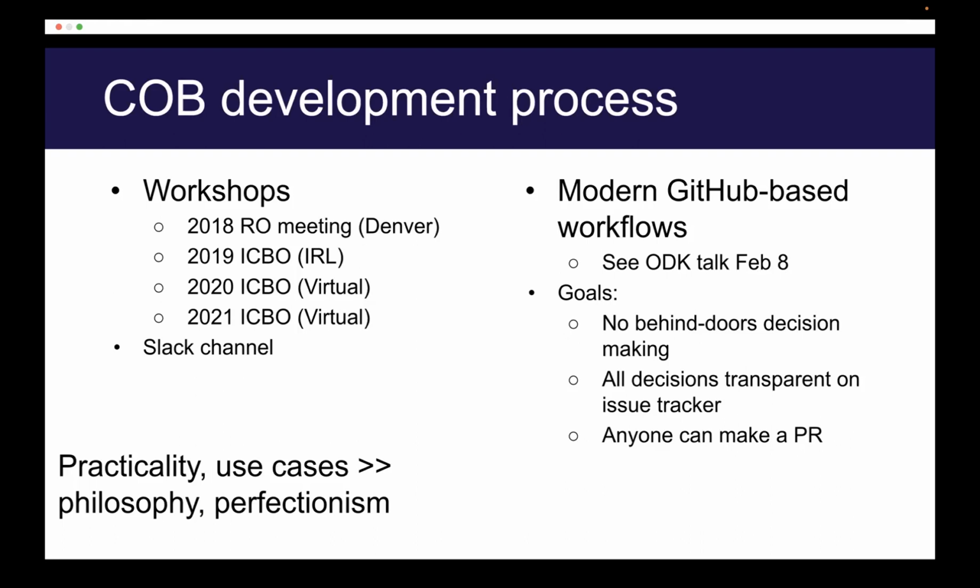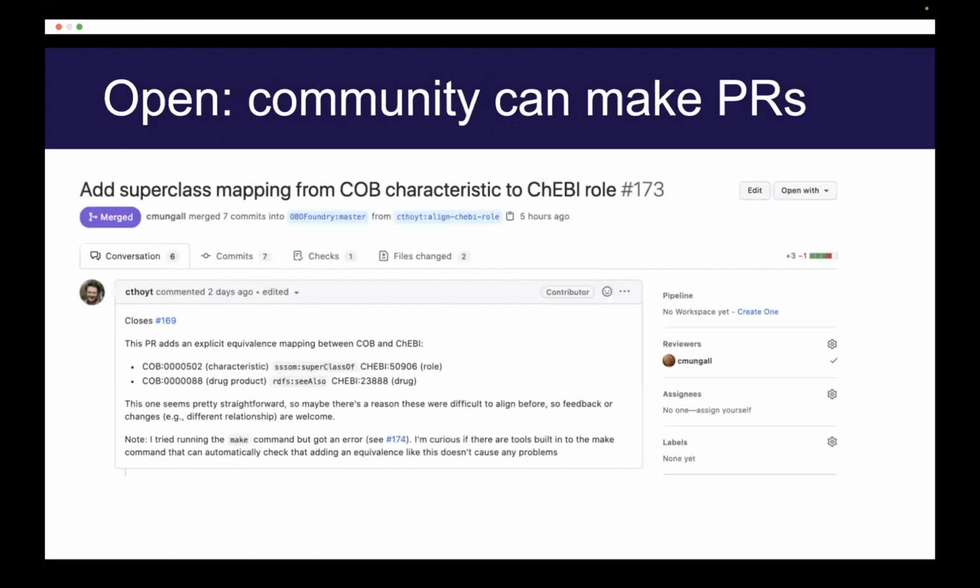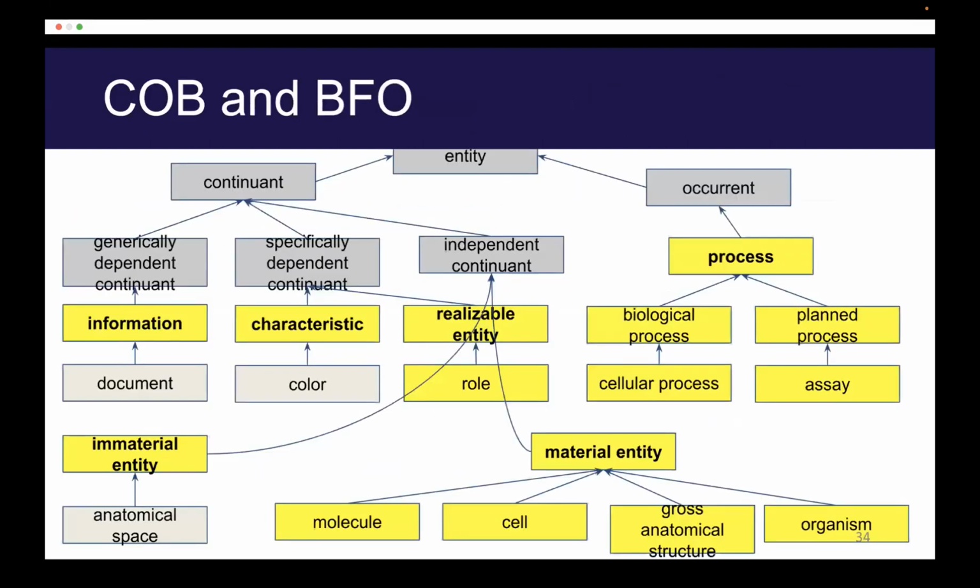If you don't know what that means, I really recommend you come to the ODK talk that is going to be next month. The basic idea is that the process is as open as possible, conducted publicly on GitHub, and anyone can make comments on issues, can make PRs, that's pull requests, or can make comments on these pull requests. So here's an example of someone from the community who came in to make changes to some of our mappings back to ChEBI.